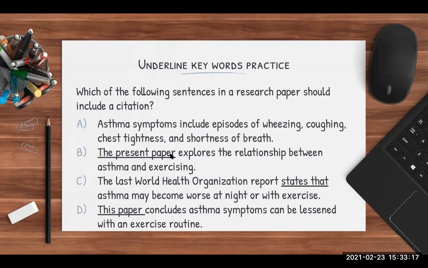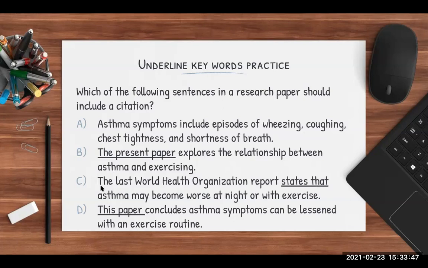For B, we've underlined the present paper because you want to look out for anything that is referencing what source the information comes from. So this is saying the present paper explores the relationship between asthma and exercising. Well, this is telling us about a present paper, so the paper that's being written. And you don't need to cite something just to explain what you're going to be writing about. So we can eliminate that.